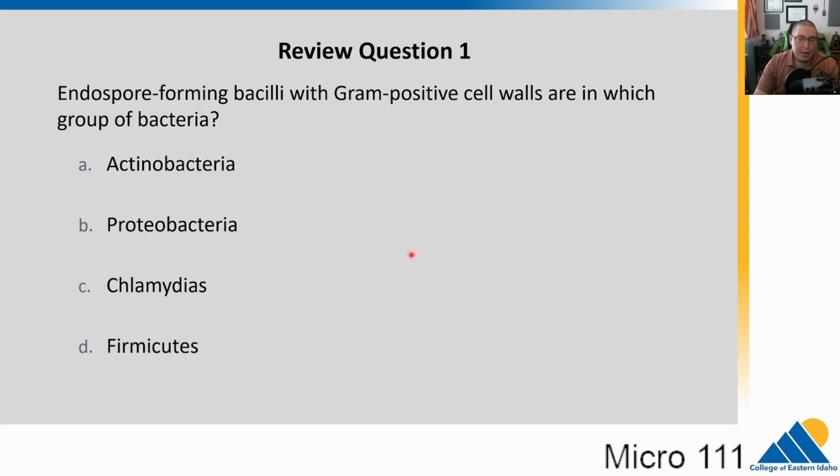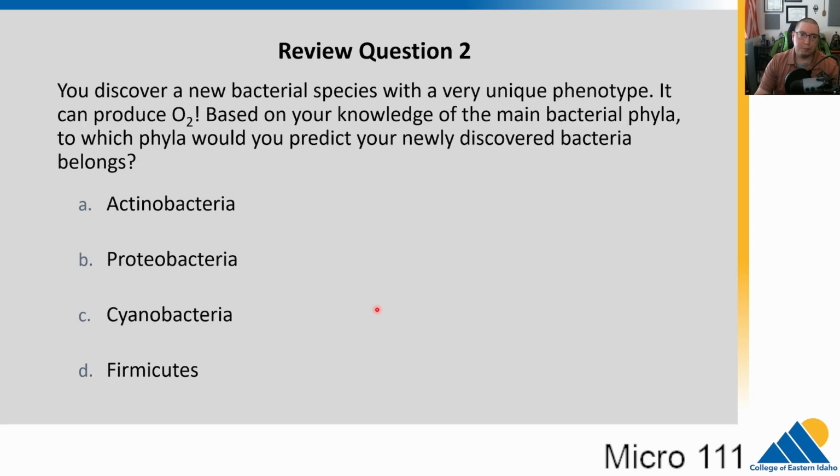All right, the name gives it away here. Endospore forming, firmicutes, which means tough skin. Endospores are those tough skins, so it would be D, the firmicutes here. Okay, let's do one more.